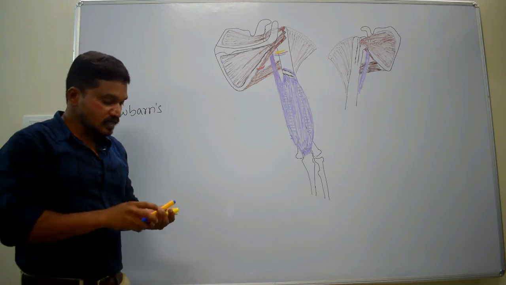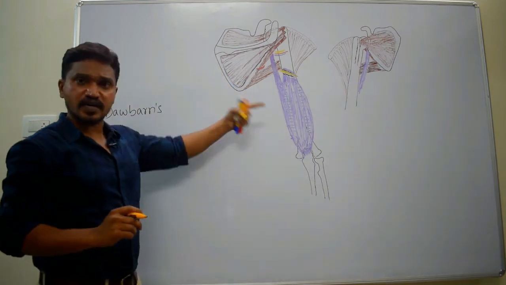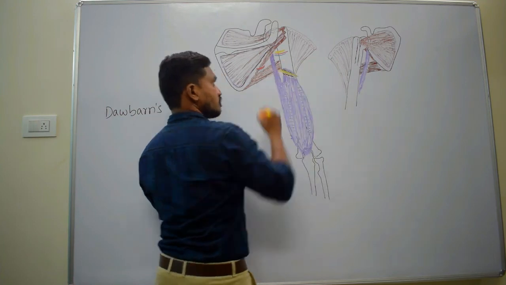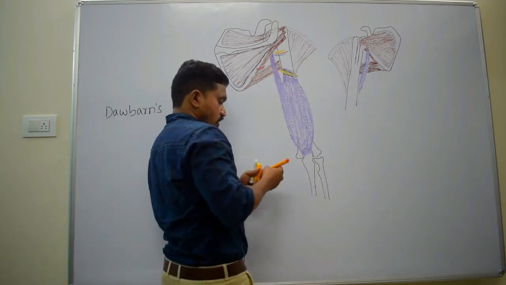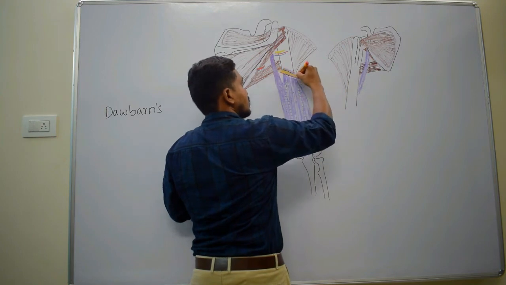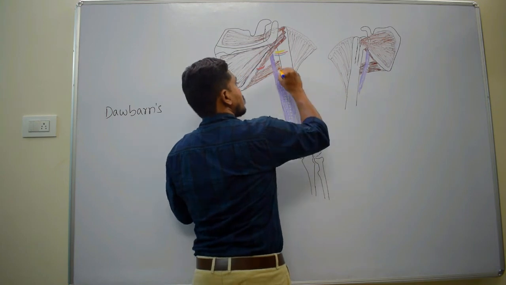Then what are the contents? Radial nerve. This is radial nerve. Actually, from this triangle only, radial nerve enters into the spiral groove. Then blood vessels also present. What are those? Profunda brachii vessels. This is profunda brachii artery and this is profunda brachii vein.